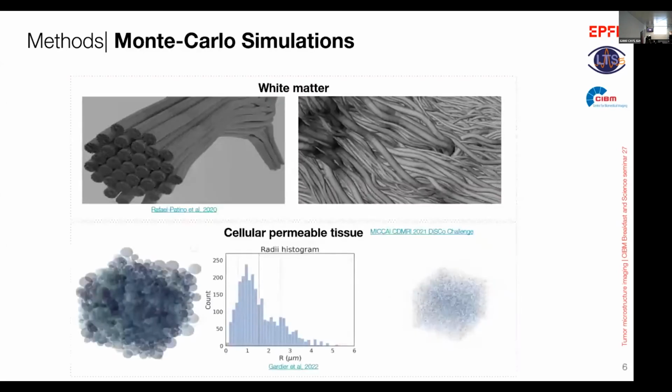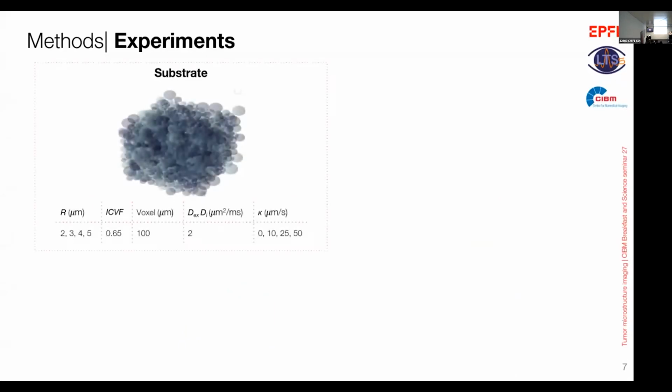So now we have the model, we have the signals, then we need the experiments to generate the results. So we start from the substrate. In the results I will show you, we use a substrate with four different radii, from 2 to 5 micrometers, and four different permeabilities, from 0 to 50 micrometers per second. In tumors, in the literature, it's mostly around 10, just for you to have an idea of the tumor permeability.